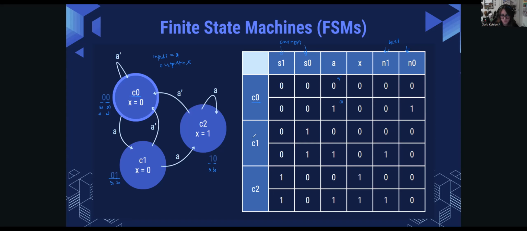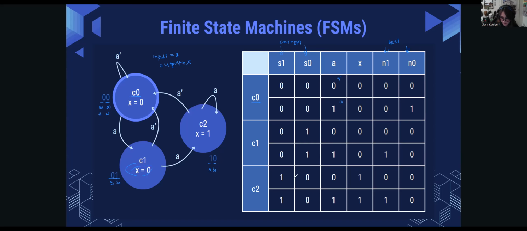For C1, when I'm at state 0, 1, and A is 0, I will be moving to 0, 0 next time, but I know my output right now is still 0. So at 0, 1, if A is on, A is 1, my output is still 0 because I'm still in C1, but I know that my next state will be 1, 0.